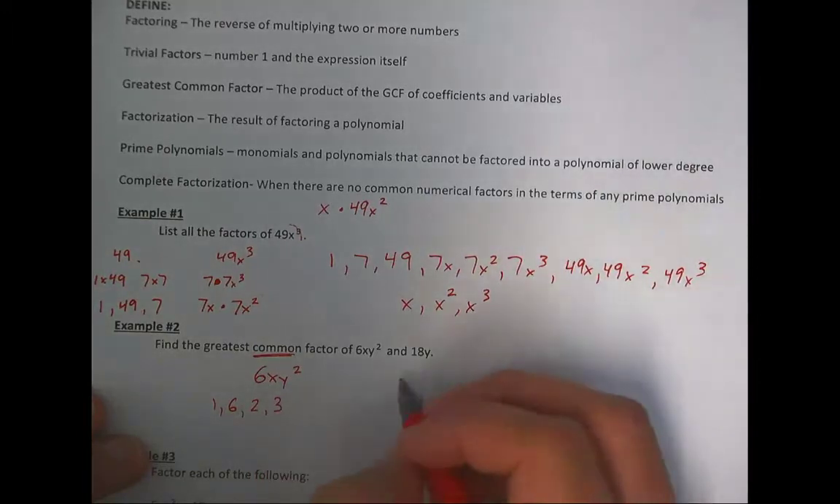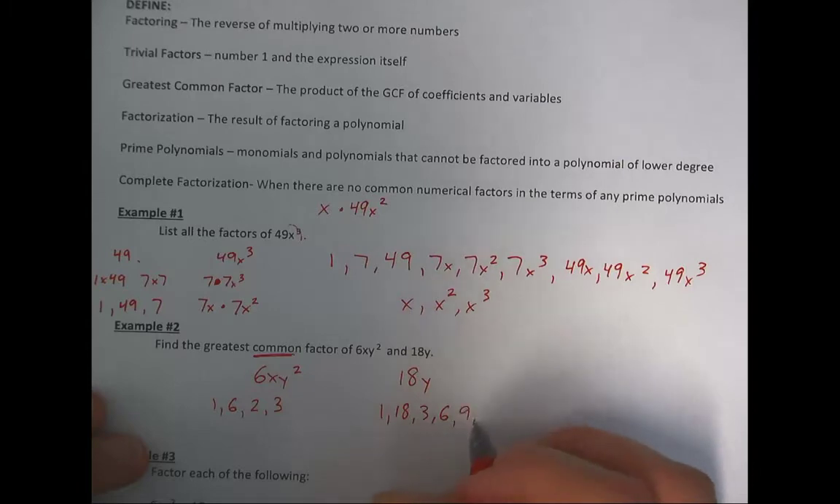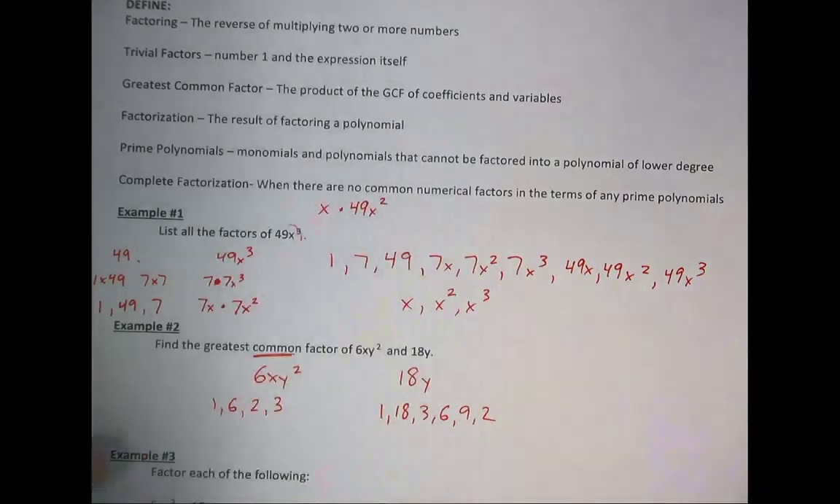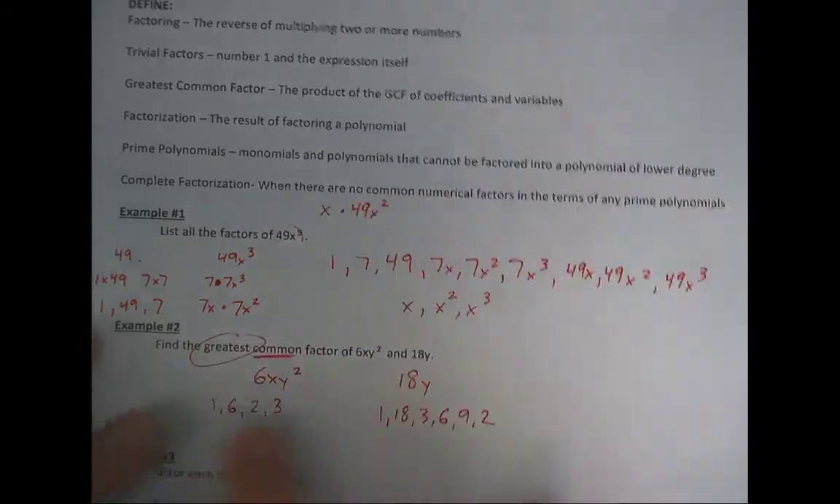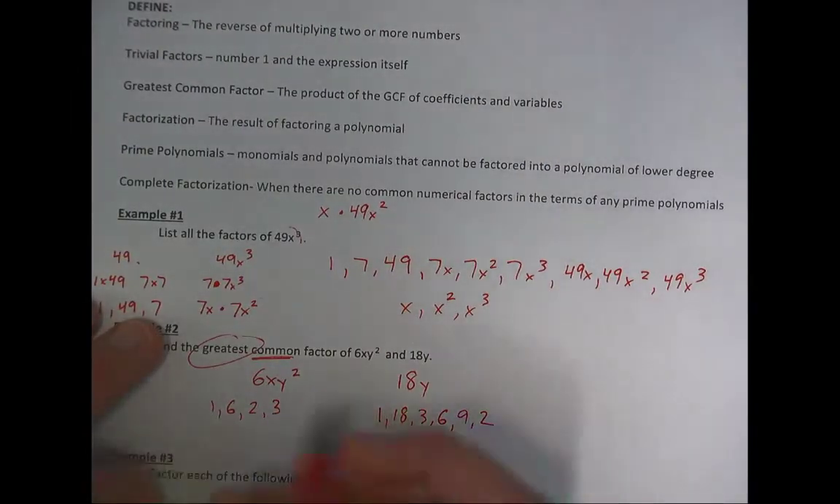Let's just start with the numbers. And the 18y could be a 1 and 18. It can be a 3 times 6. It can be a 9 times 2. Now they want the greatest common factor. So if you take a look at all of these, the biggest number that fits into both of these is 6.